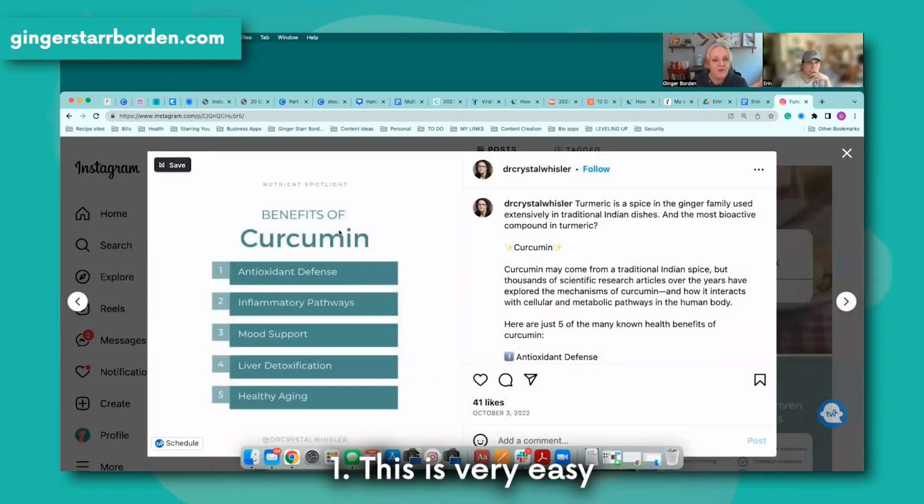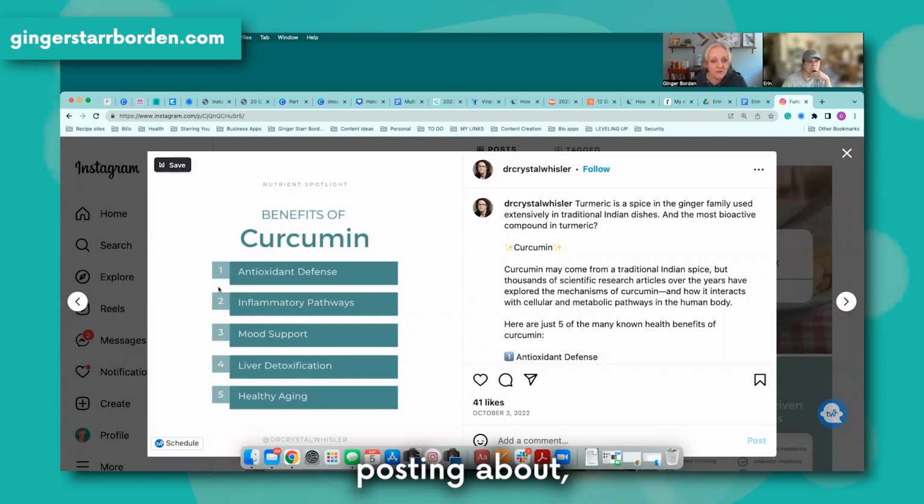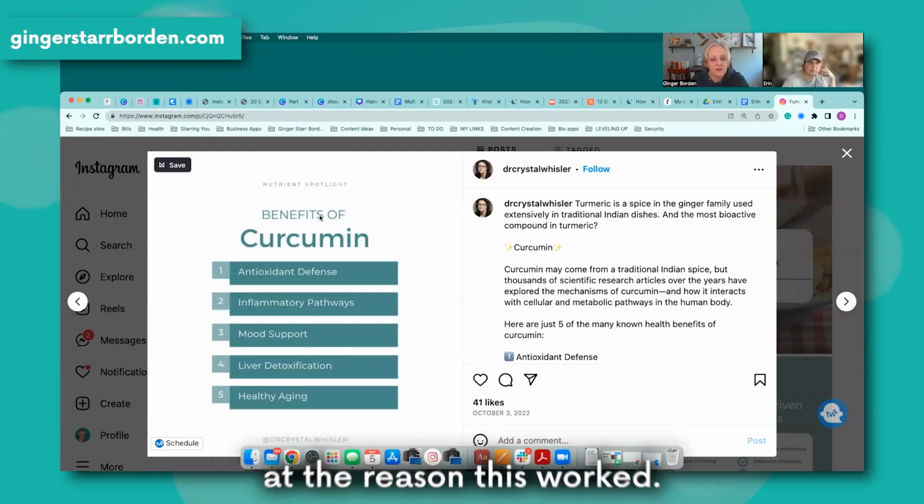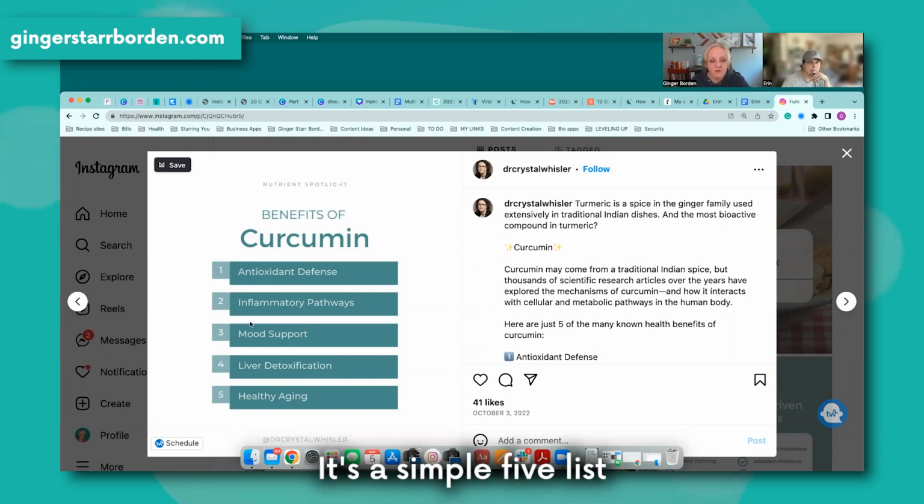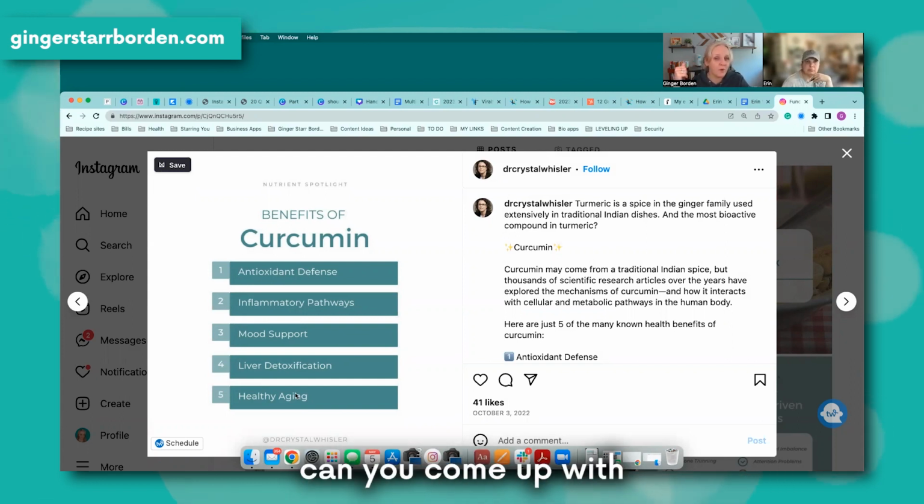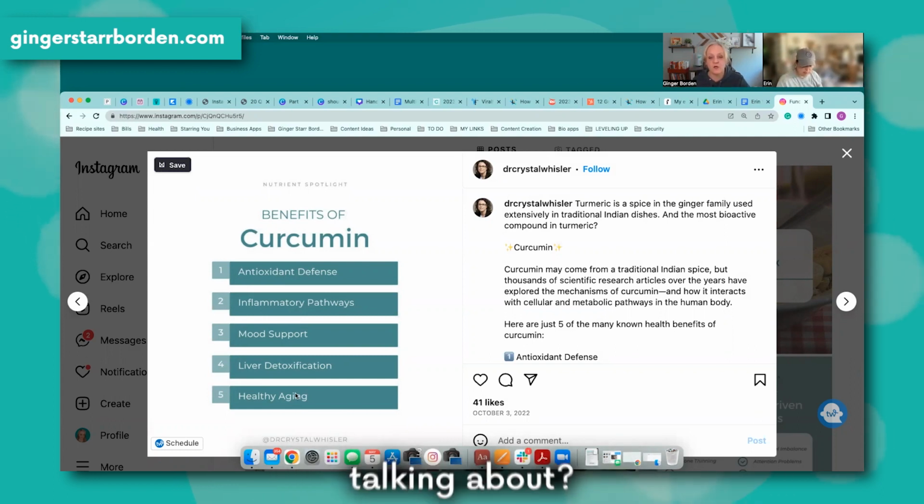One, this is very easy to read. Even though it is not related to necessarily what you will be posting about, take a look at the reasons why things worked. This is easy to read. It's a simple 5 list type of post. What 5 things can you come up with for what you will be talking about, for the type of content that you will be talking about?